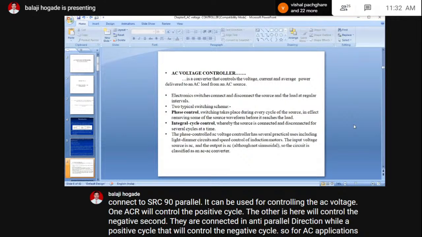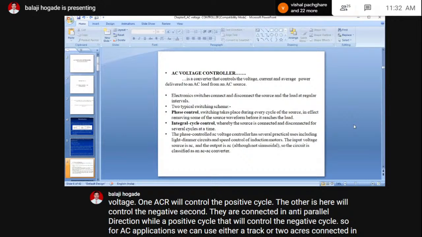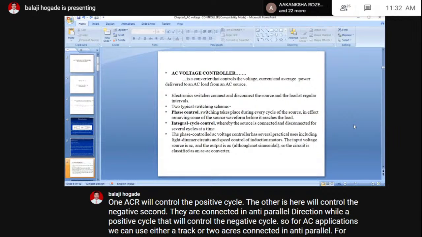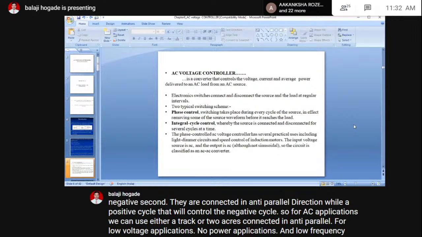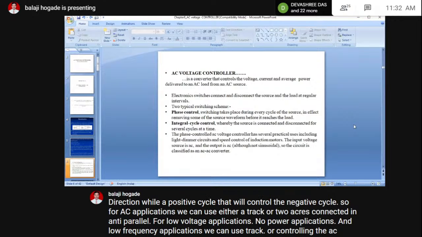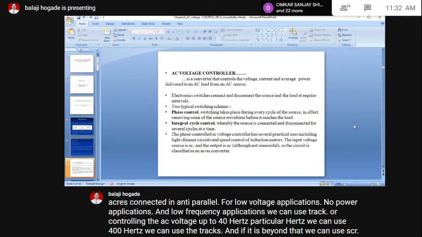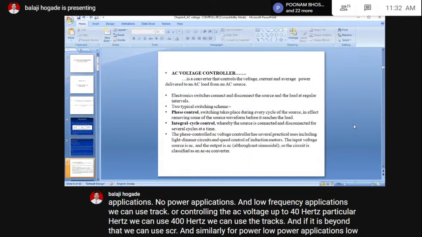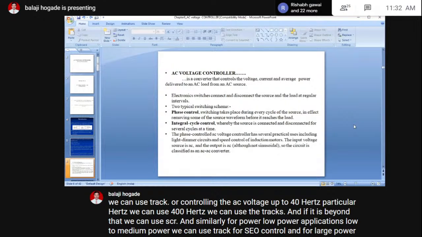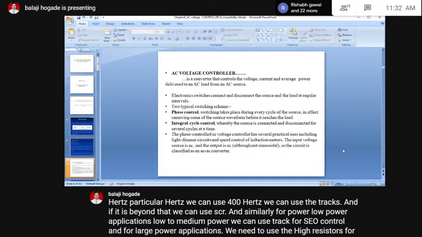For low voltage, low power, and low frequency applications, we can use a triac for controlling the AC voltage, up to 400 hertz. We can use the triacs, and if it is beyond that, we can use SCRs. Similarly, for low to medium power applications, we can use a triac for AC voltage control, and for large power applications, we need to use thyristors for controlling the voltage or power.